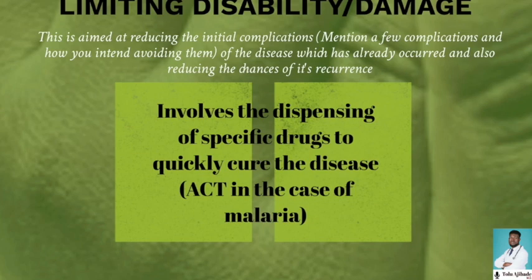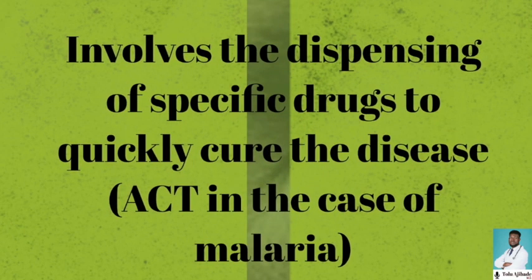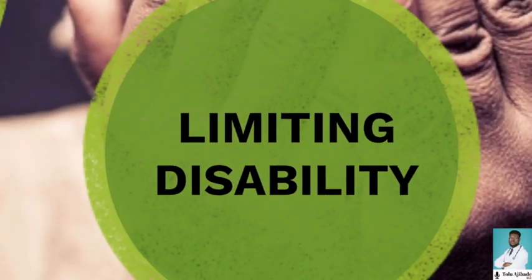So it involves dispensing specific drugs. So focus on the word specific, emphasis on that. So dispensing specific drugs to cure this disease. So basically, for malaria in this case, it's the ACT, which is the artemisinin combination therapy. If your question is given on malaria and you do not say ACT, man, what do you then say? You understand? So you have to mention the artemisinin combination therapy, where you give either artesunate, artemether lumefantrine, artesunate lumefantrine.